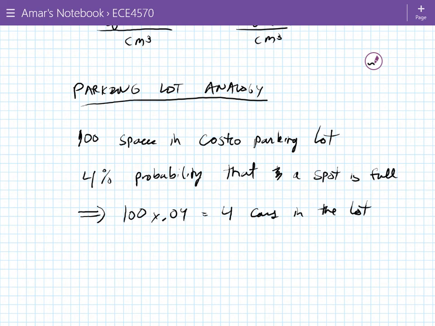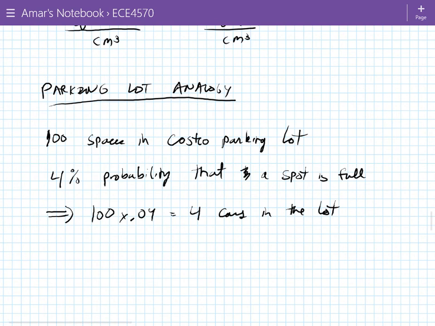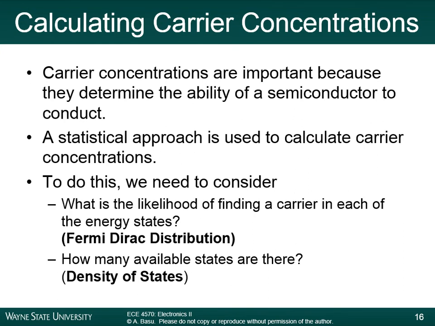Okay, the reason I'm bringing up this analogy is because this is the same thing that we use to describe carrier concentrations. We'll start off with the second thing here. Density of states is saying how many possible states do we have for an electron to be in? How many of those orbital states can an electron possibly be in, and how many of those states do we have per centimeter cubed of material? You can think about that as a number of parking spots.